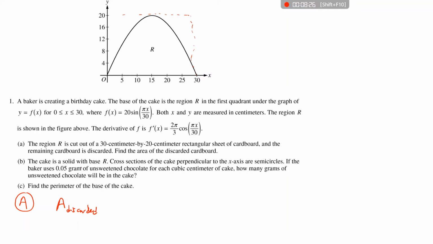Okay, so this is really more of an English problem than a math problem, I think. But we're going to cut out region R, and we're going to keep region R, since that's part of our cake. But we're going to get rid of all of this extra part of cardboard. So this is my total area, 600. Yeah, total area minus R area.